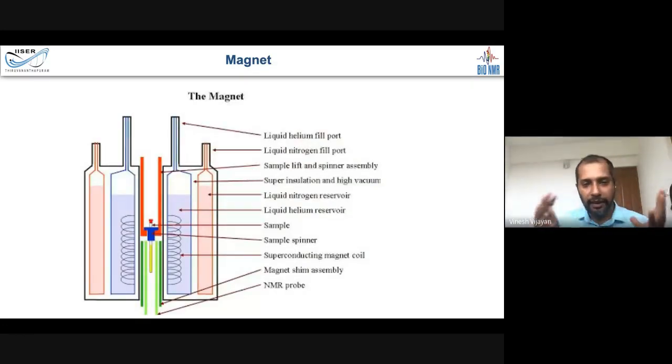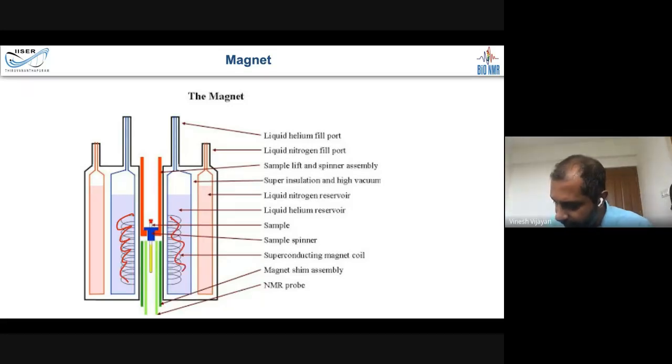Here is another picture. You see the coil, which is a superconducting coil. This is a 2D picture, and this is your probe where you have the radio frequency. This is your sample with the spinner, sitting in the middle of this magnetic field, as well as your radio frequency coil. This blue part is liquid helium, and this red one is liquid nitrogen.